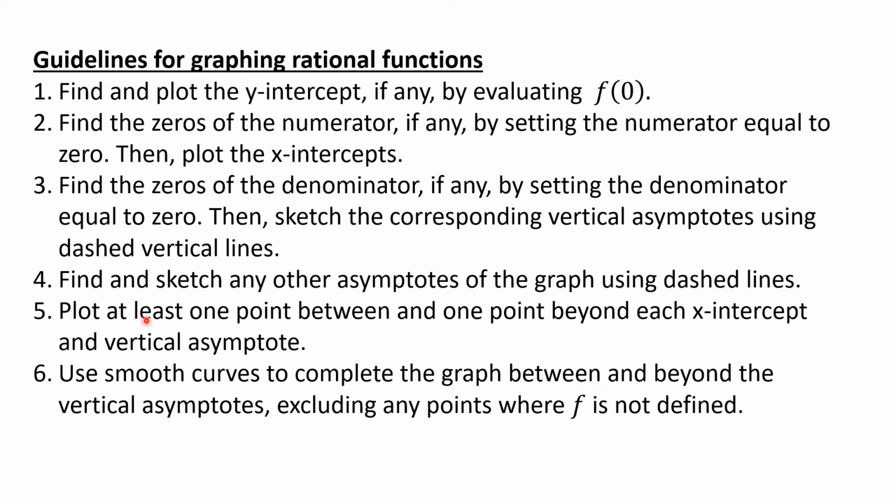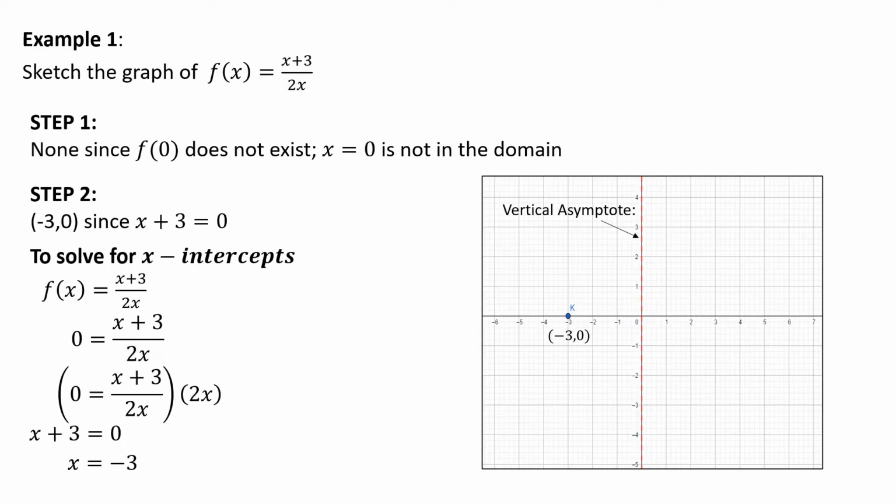Fifth is plot at least one point between and one point beyond each x-intercept and vertical asymptote. Sixth is use smooth curves to complete the graph between and beyond the vertical asymptotes, excluding any points where f is not defined. So let's have an example. Sketch the graph of f of x equals x plus 3 all over 2x.